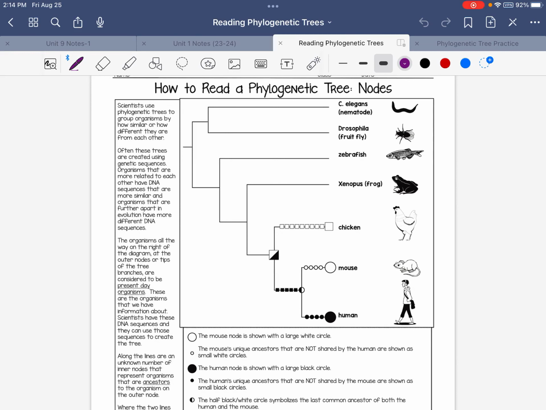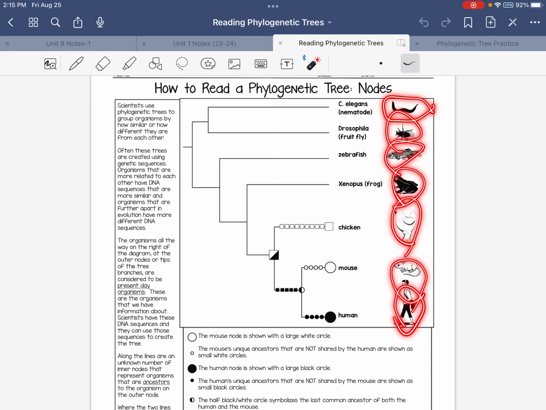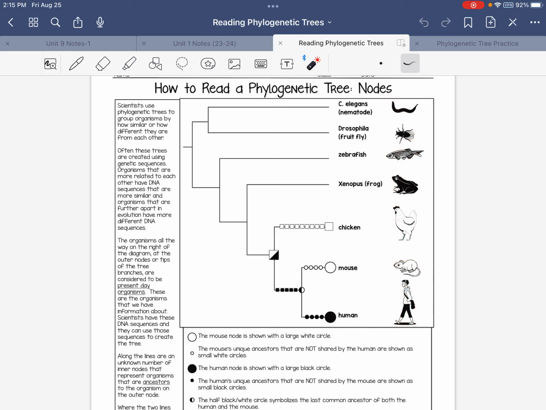The organisms all the way on the right of the diagram, or on the outer nodes or tips of the tree branches, are considered to be present-day organisms. So that includes our nematode up here, fruit fly, zebrafish, frog, chicken, mouse, and human. These are all animals that are living today. These are the organisms that we have information about. Scientists have the DNA sequences, and they can use those to create the tree that we see.